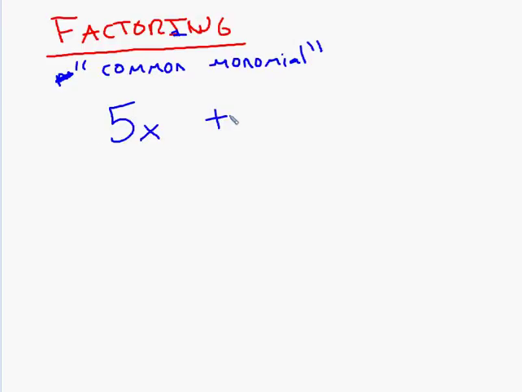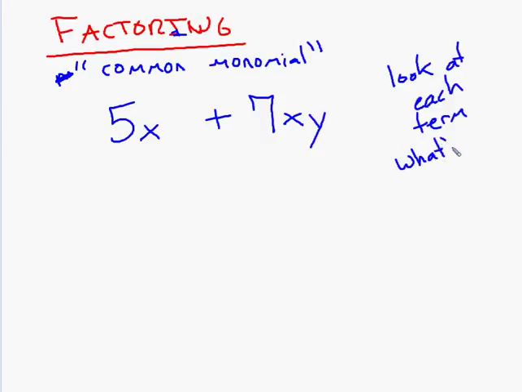Let's have 5x plus 7xy. Okay? What I'm going to do is look at each term and look for what's common. What do they both have? X. In this case, they both have an x. So for that thing, I'm basically going to divide each of those terms by the common thing.